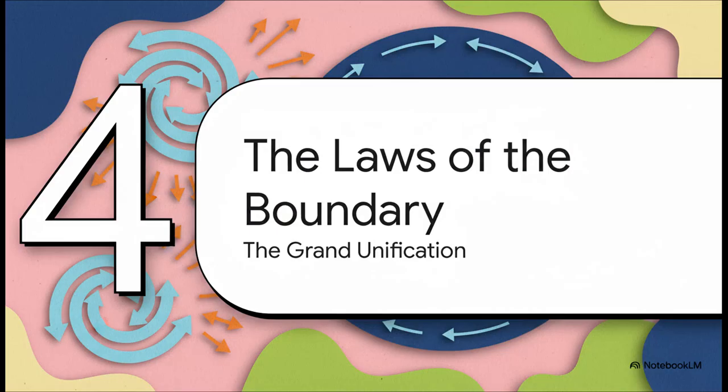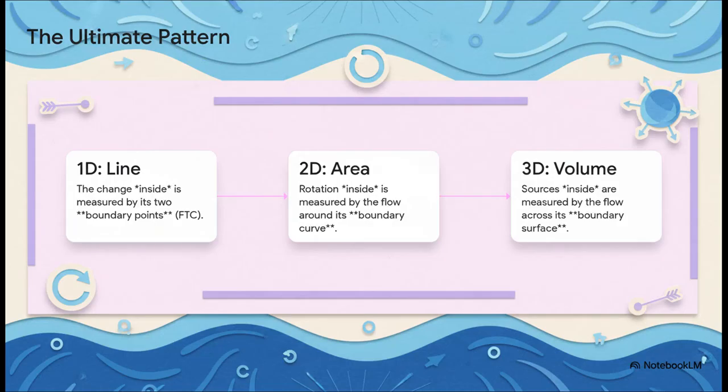Okay, we've got our tools. We can describe motion, we can map out fields. Now for the grand finale. Let's see how all of these ideas, gradient, divergence, and curl, come together in one of the most beautiful and frankly profound patterns in all of mathematics. Just look at the pattern here. It all starts with something you probably learned back in school, the fundamental theorem of calculus. For a simple 1D line, the total change that happens inside is measured by its 2 boundary points.